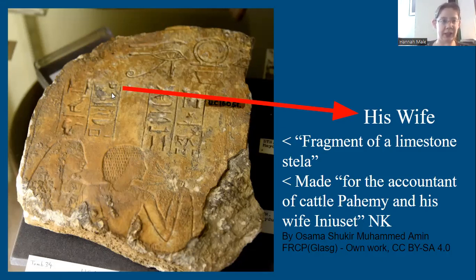So this reads his wife, and then it gives her title, lady or mistress of the house. That lady or mistress of the house is a common title you'll see for women on a lot of Egyptian objects from even the Old Kingdom on. And then this gives her name here, Ayin Uset. And then this set of hieroglyphs tells you a little bit more about the husband here. So it gives his name, Ha Emi, and then it also gives his title, accountant of cattle.